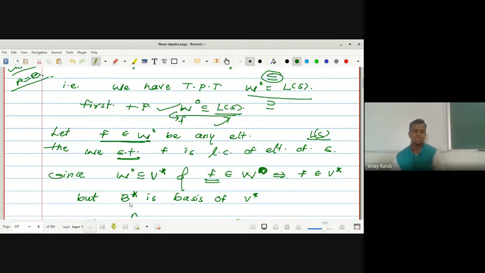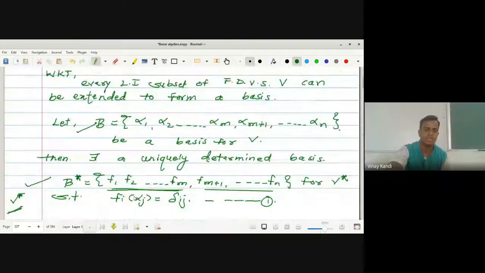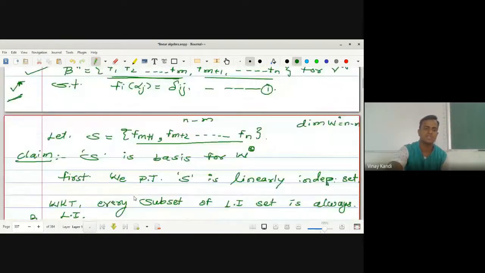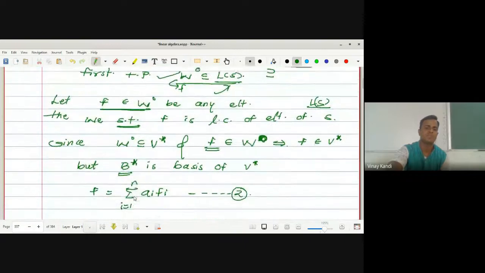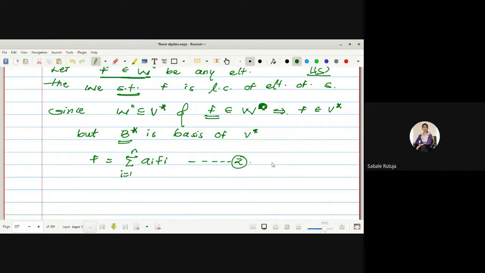Okay, and B star is what? Basis of V star. How many elements are in B star? N elements are there. So this function F we can write in the form of a linear combination of Fi, with i running from 1 to N. Okay, give it as equation number 2. Any doubt up to here? No, sir.